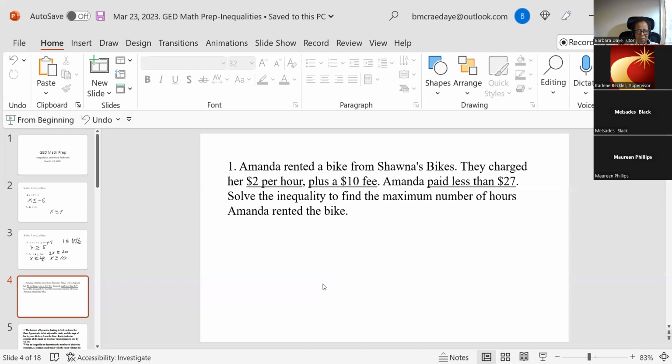Right? Paid. Now you can use a variable for hours, right? Use H, X, whatever you want to use, okay? Just tell me what to write. You put $2 times X. Okay, so you want to write 2X. So $2 per hour, Maureen is writing 2X.